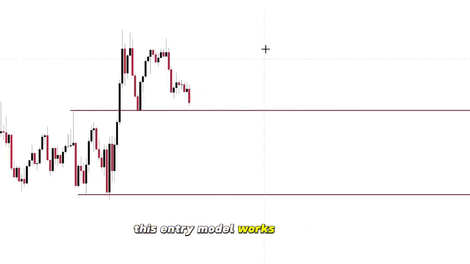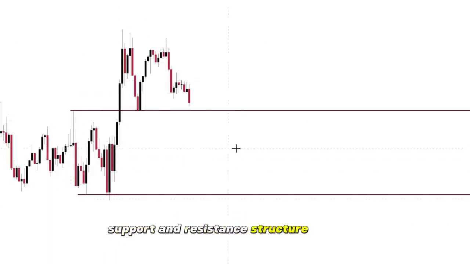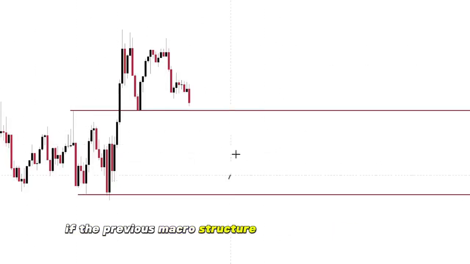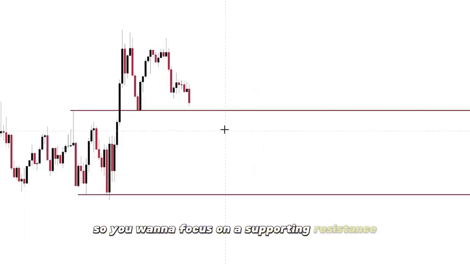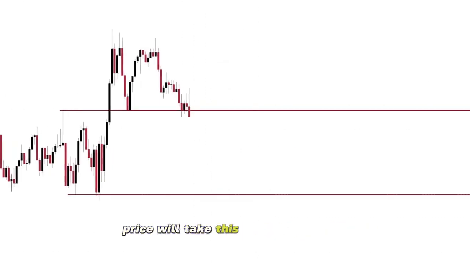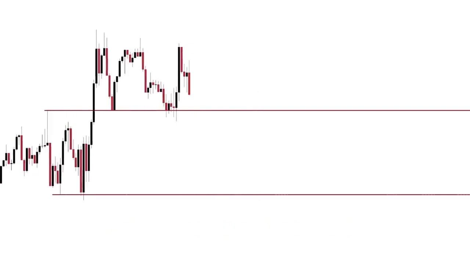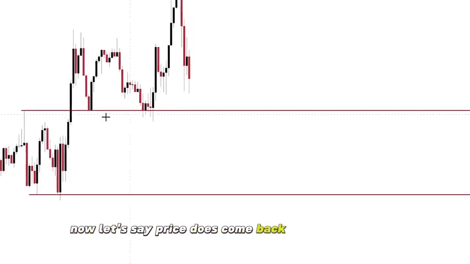this entry model works perfectly when the structure holds a macro support and resistance structure. So again, if the previous macro structure was supply and demand, then this would nullify the trade. If price was reaching deep for extremes, this would nullify the trade. So you want to focus on a support and resistance structure profile. Price will take this level and expand. Now, let's say price does come back to this level again.